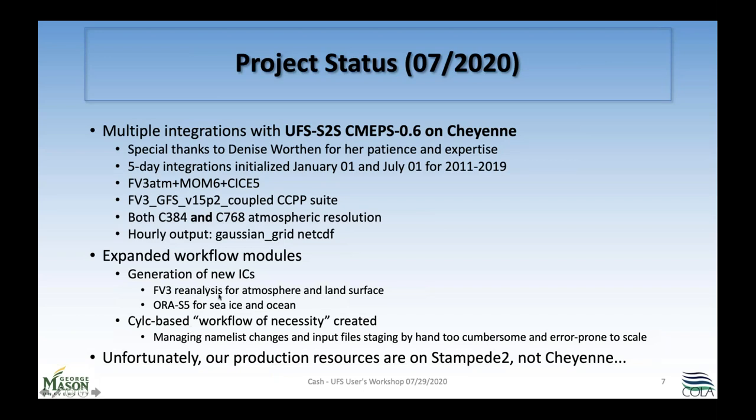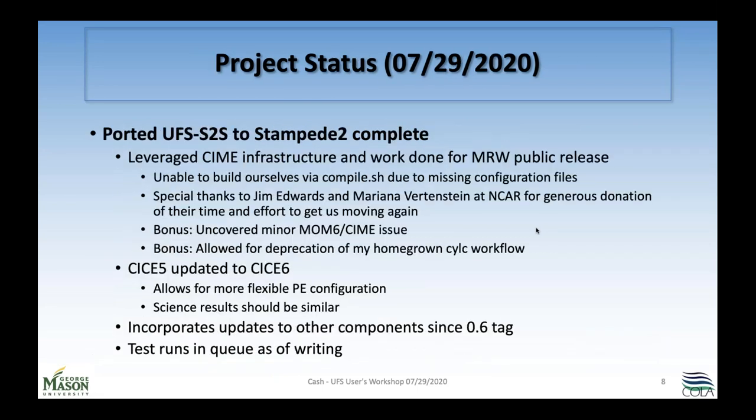I created what I called a workflow of necessity using Cylc, because managing all of the namelist changes and input files by hand was just too cumbersome and error prone to do at scale for the number of runs we wanted to do. Unfortunately, if you remember one of my earlier slides, our production resources are on Stampede2, not on Cheyenne. So this is not sustainable for our project. So we need to get the code onto Stampede2.